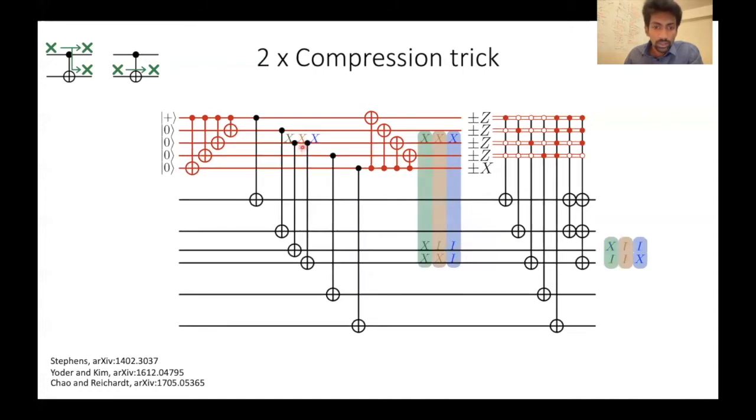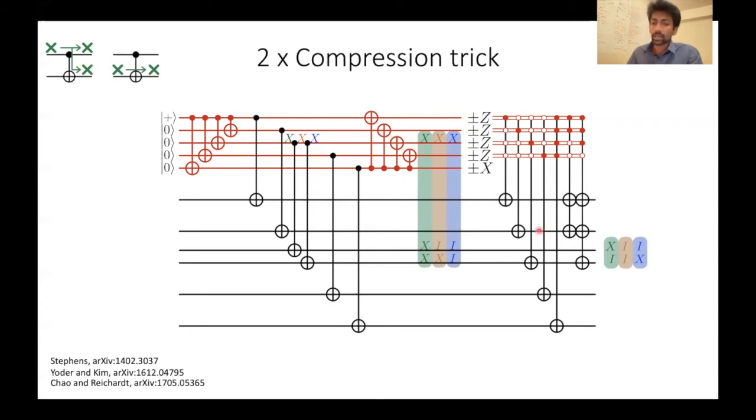So this will be a data CNOT placed just before the brown X fault, and this gives rise to a new fault location. So let's look at the effect of an X fault at the green X location now. Now this green X fault spreads down to 2 data qubits into this XX data error.